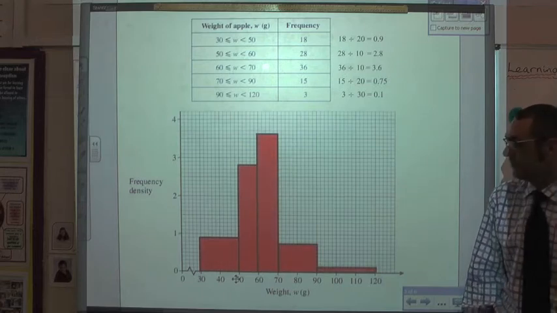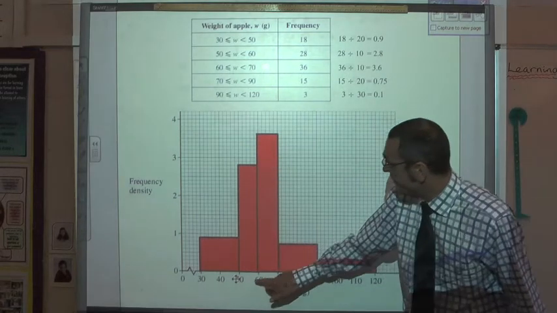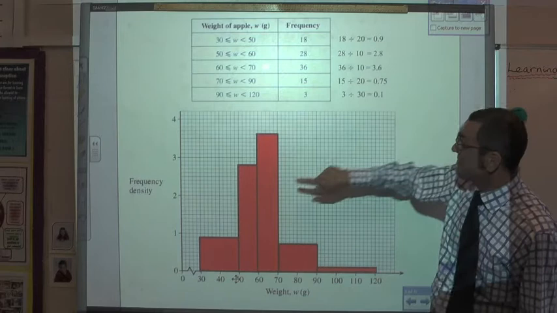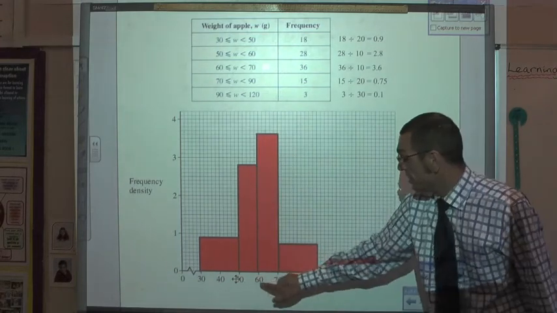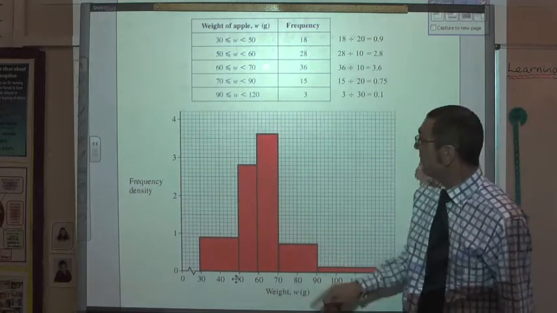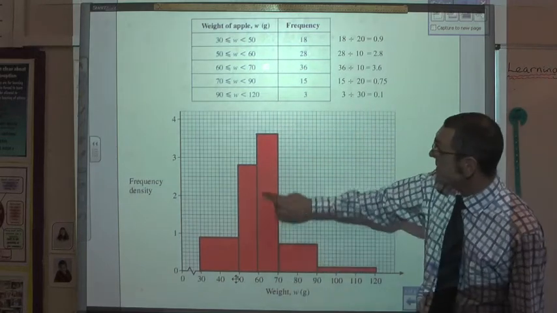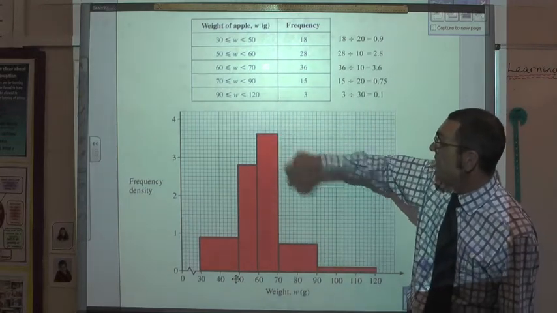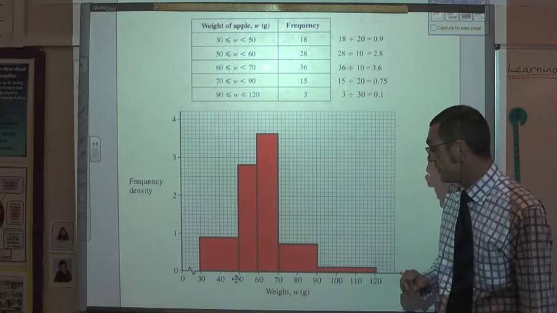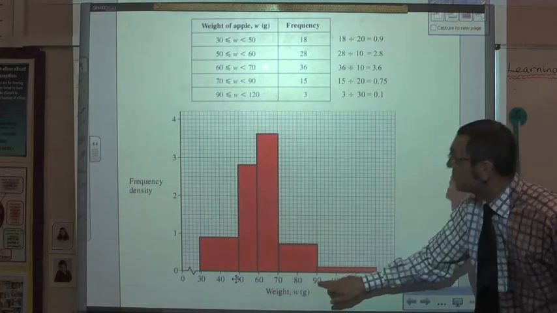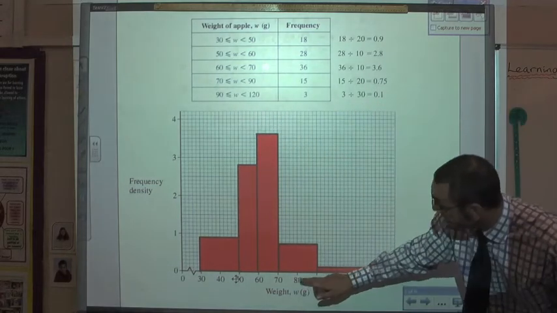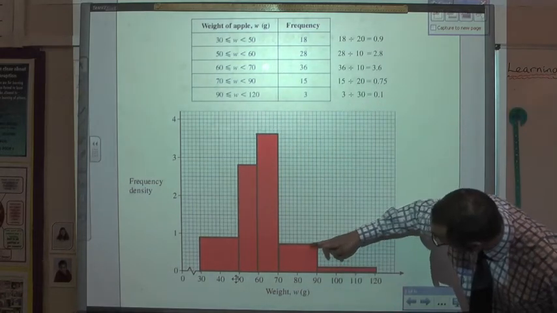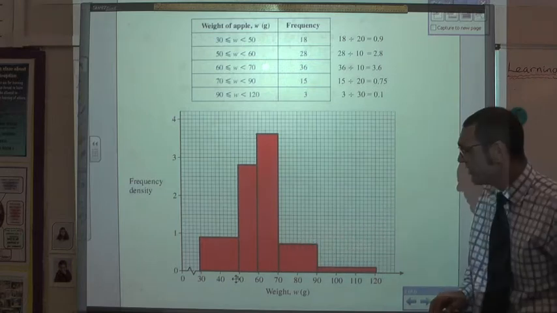And there's the rest of them. So I've come in here, between 50 and 60, my frequency density was 2.8, so I come up 2 little squares below the 3, and a width of 10. Same here, width of 10, but my frequency density is now 3.6, comes all the way up here, just over halfway there, gives you 3.6. Again here, it's 20 wide, 70 to 90, my frequency density is 0.75, so that's half a square in there, you can see that. You're given that leeway there.